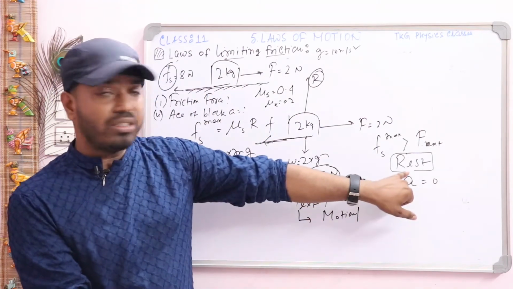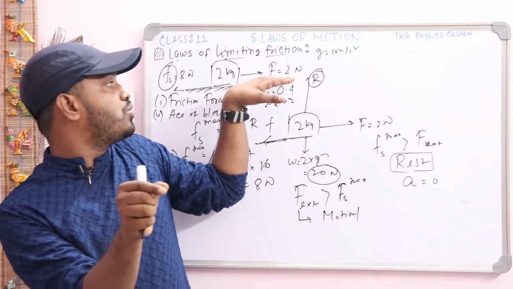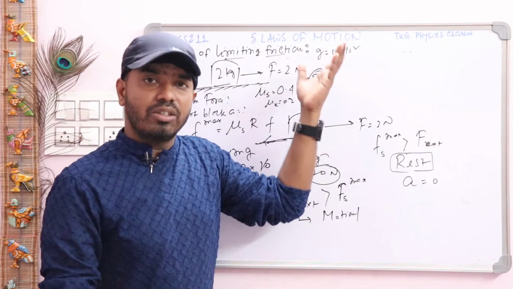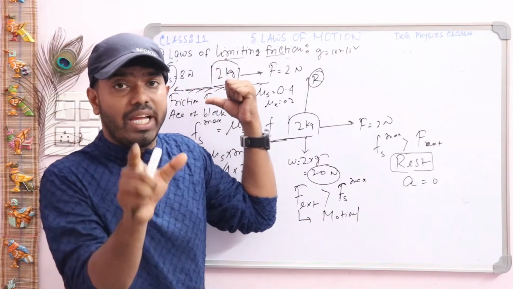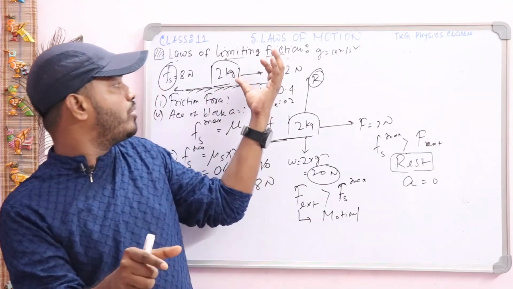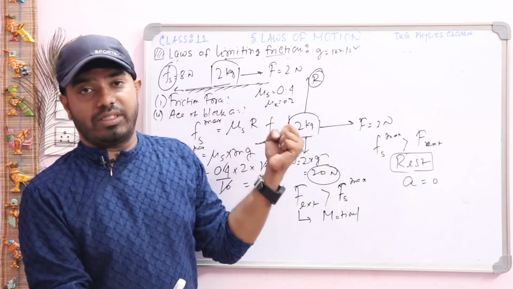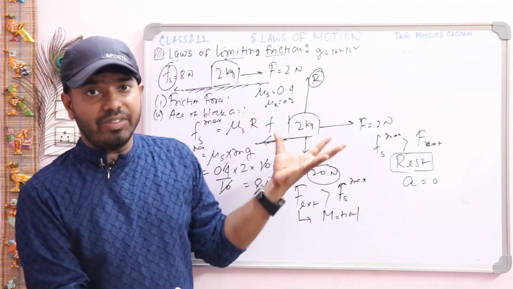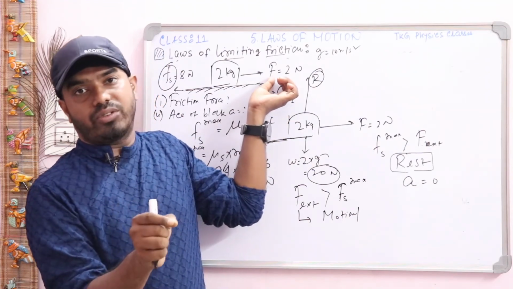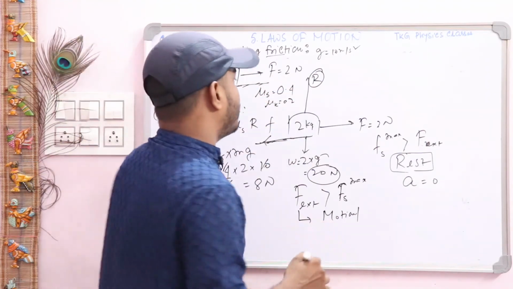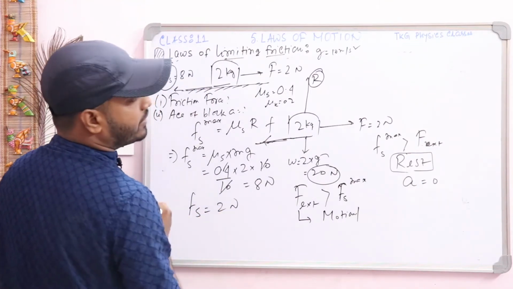The body is at rest, and that means when there is a 2 Newton force along the positive x-axis, obviously the force along the negative x-axis will be 2 Newton, not 8 Newton. 8 Newton would mean the body is moving backward. That is not possible. So this is the concept: the static frictional force adjusts its value in accordance with the external force. So here your answer will be Fs, that is 2 Newton.